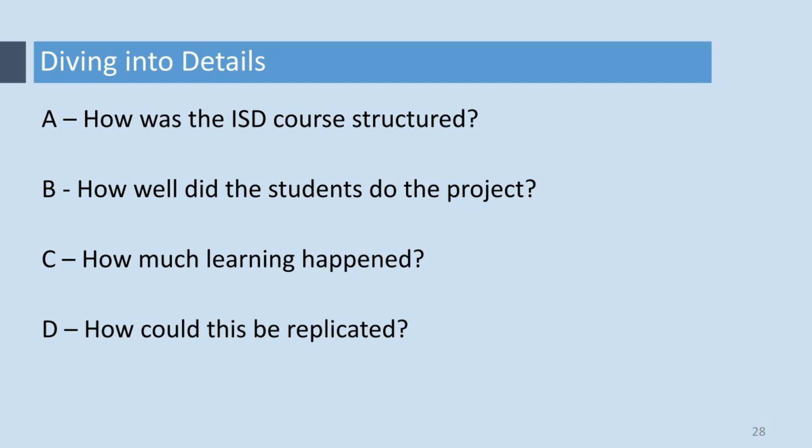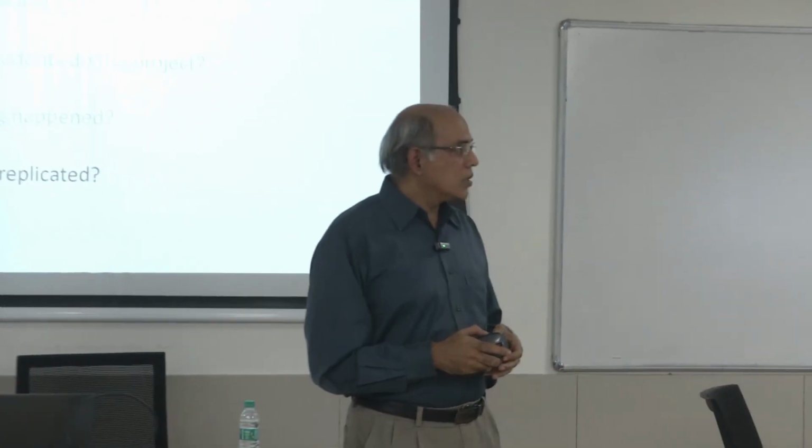There are lots of detailed slides. Part A is about more detail about how the course was structured. Part B is more details about how well the project was carried out, more data on what the users feel. Part C was more about the research studies that we did, and I'm going to skip all of them. What I will talk about is some model which has actually emerged out of this, which is part D, where we talk about how this could be replicated.